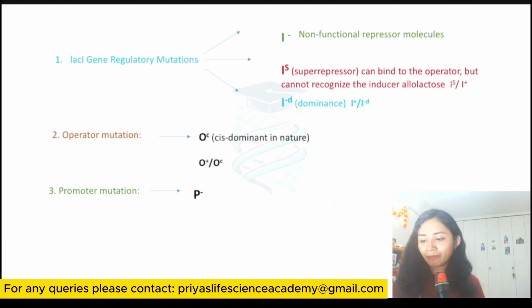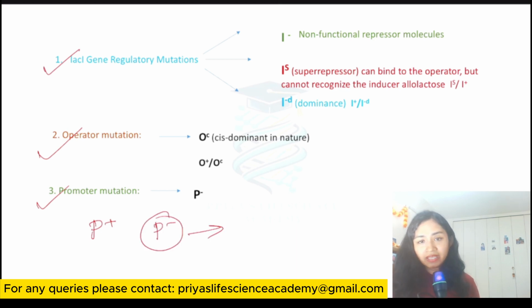Okay, so the operator mutation we have completed. The lacI mutation, operator mutation, and promoter mutation is very simple. P plus is the wild type and P minus is the mutated one. If the promoter is mutated, then the RNA polymerase can't recognize the promoter and transcription will be halted. So this is all about the mutations.